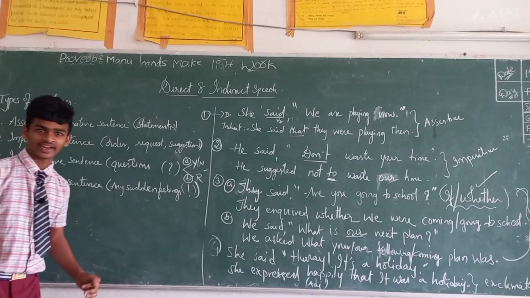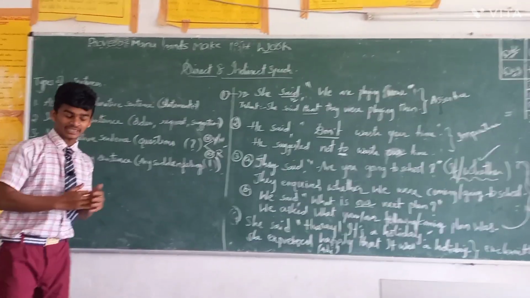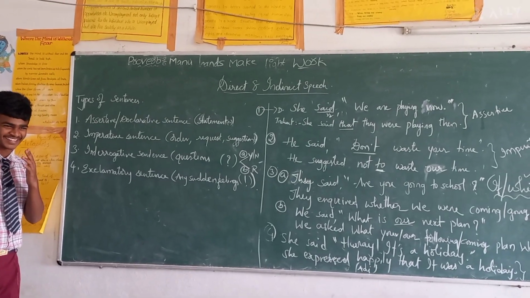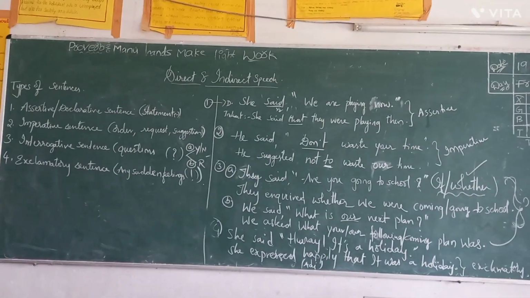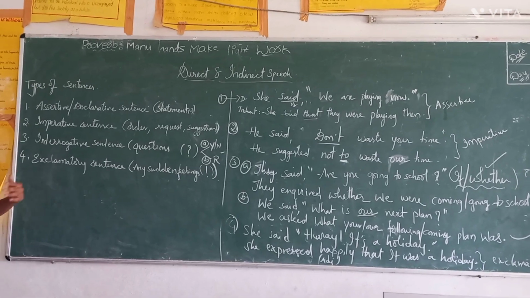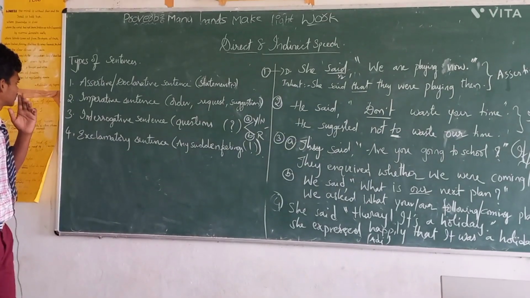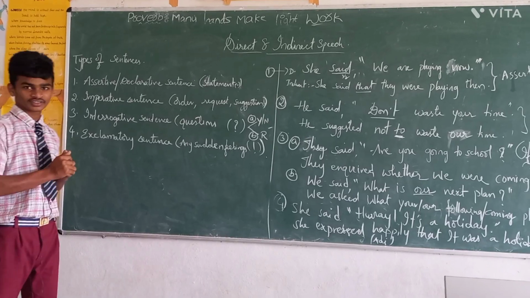The topic is direct and indirect questions. Indirect sentence. Before we get into the direct and indirect detail, let us first recall our four kinds of sentence. First is the assertive and declarative sentence.